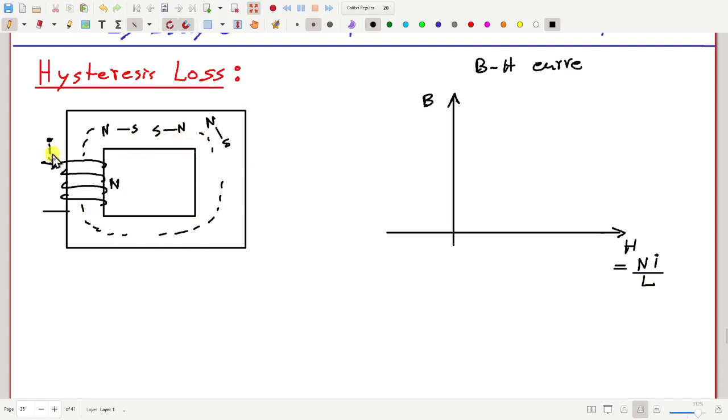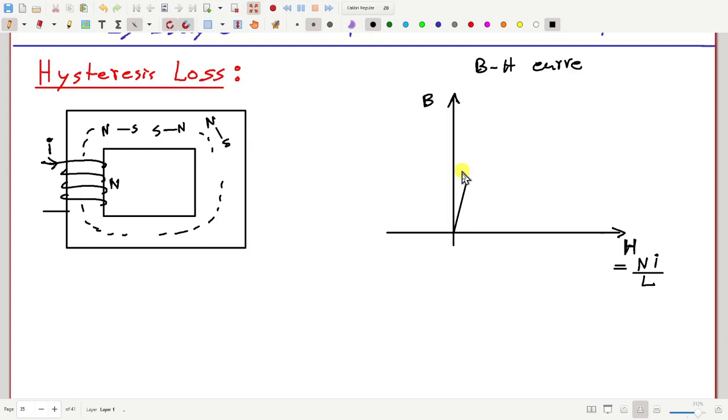Now, as we increase current, H increases, and simultaneously flux density also increases. So we have a graph like this, and this graph is quite stiff, almost vertical initially, because with a small amount of current or a small amount of H, we can get a significant amount of flux density. So therefore this graph is quite steep, the slope is very high.